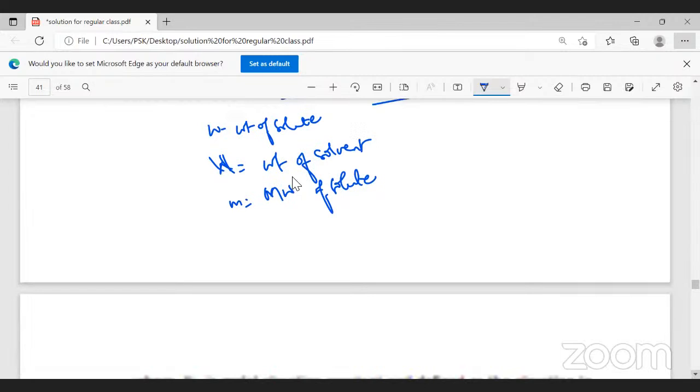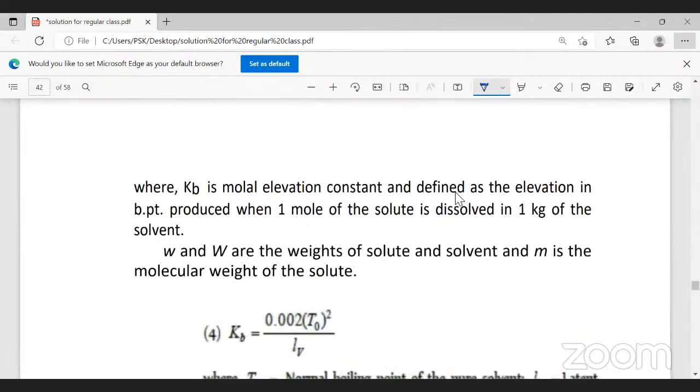Now, what is Kb? Kb is the molar elevation constant. I defined this as the elevation in boiling point produced when 1 mole of a solute is added to 1 kg of the solvent. Small w is the weight of the solute, and capital W is the weight of the solvent. M is the molecular weight of the solute. I taught you this.